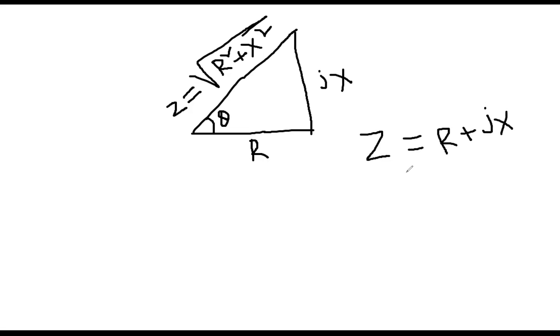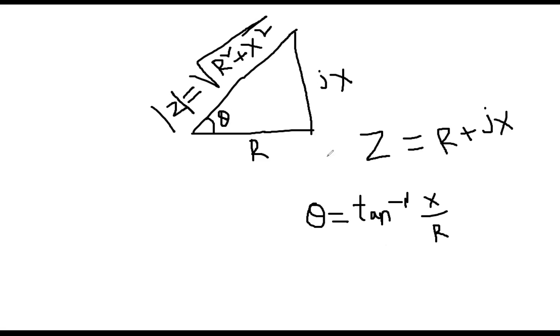This is my vector, the impedance R plus jX that I wrote. But what is the magnitude of Z? Actually, this is the magnitude: root over R square plus X square. And what is that angle theta? Theta is tan inverse X over R. That is your theta, the angle.